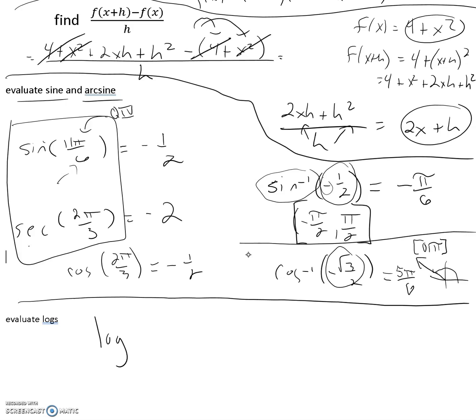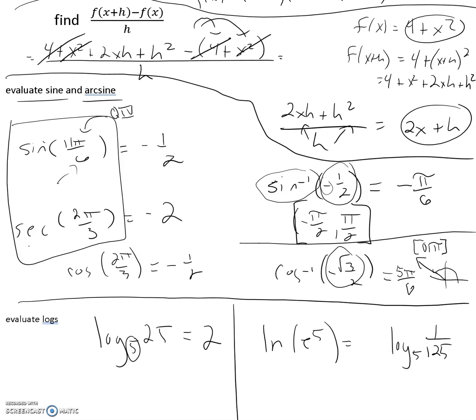What's the log base 5 of 25? What's the natural log of e to the 5th? What is the log base 5 of 1 over 125? Okay, so the idea here is find the exponent. 5 to what power gives you 25? Answer: 2.